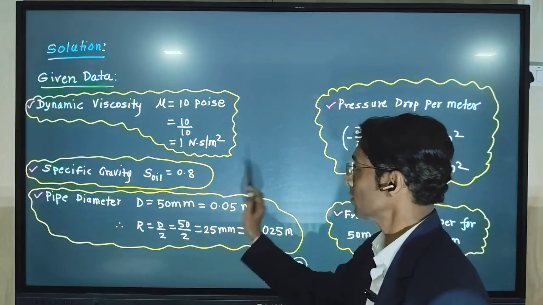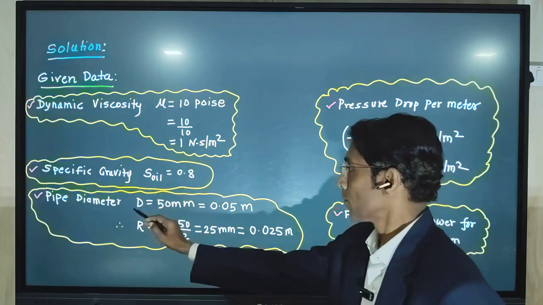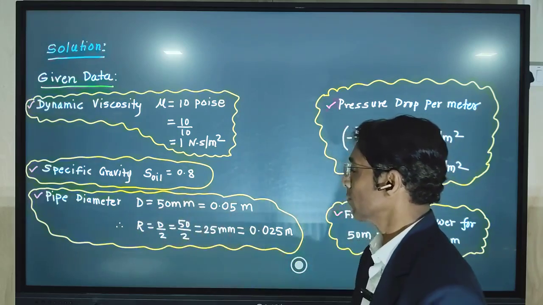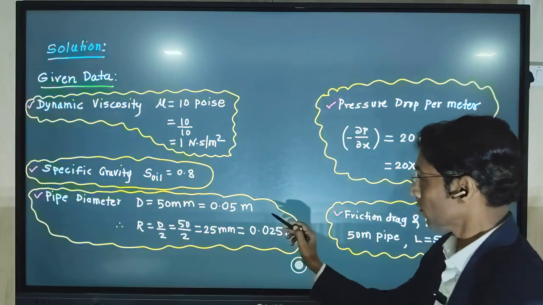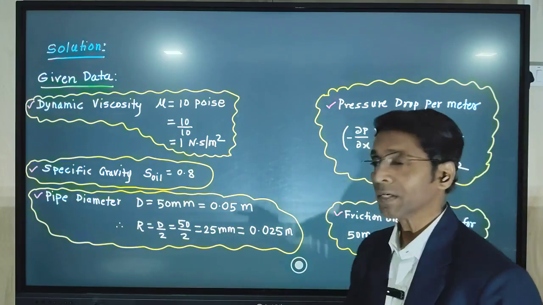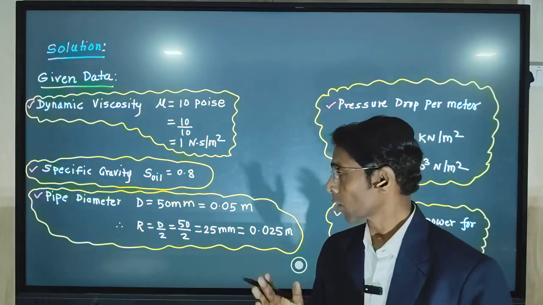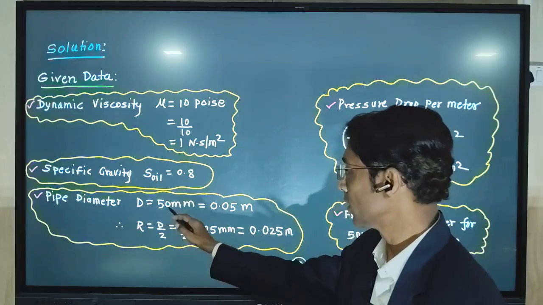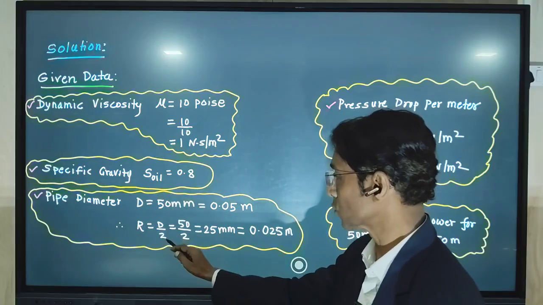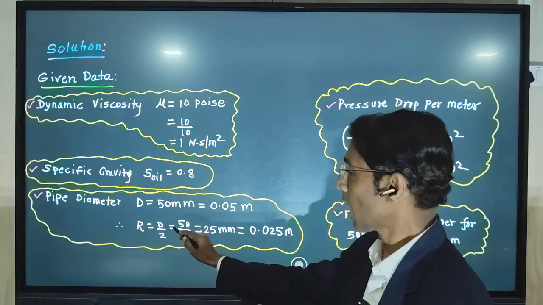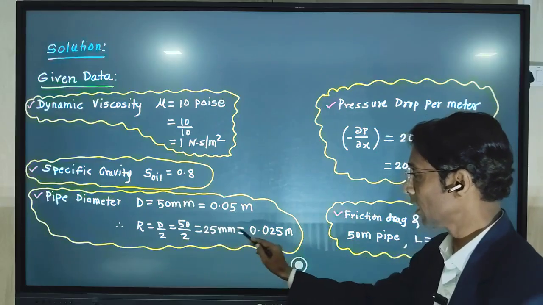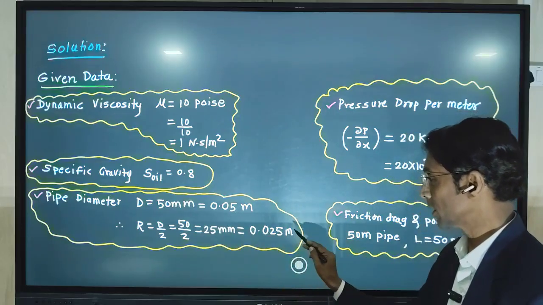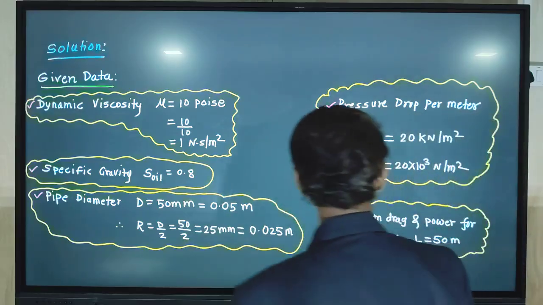Specific gravity is given, that is written here. Diameter of the pipe is given in millimeter, that we convert into meter. For the calculation purpose, we need the radius in the formulae, so that is why we calculate the radius also. So radius is half of the diameter, so half of the diameter in mm, and further that converted into meter.